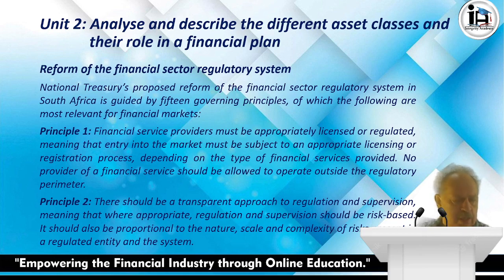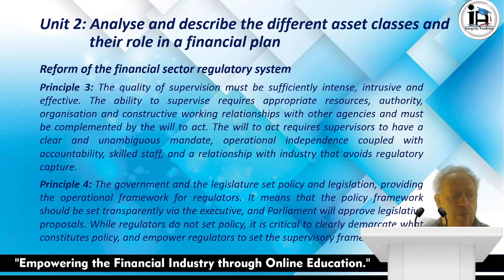outside of the regulatory perimeter. Principle 2: there should be a transparent approach to regulation and supervision, meaning that where appropriate, regulation and supervision should be risk-based. It also should be proportional to the nature, scale, and complexity of the risks present in a regulated entity and the system. Principle 3: the quality of supervision must be sufficiently intense, intrusive, and effective.